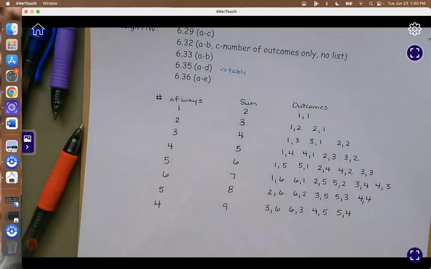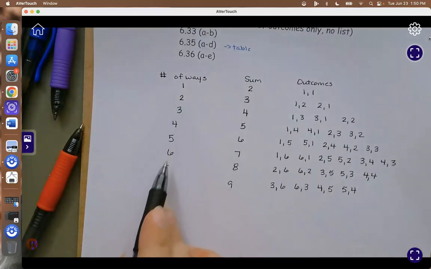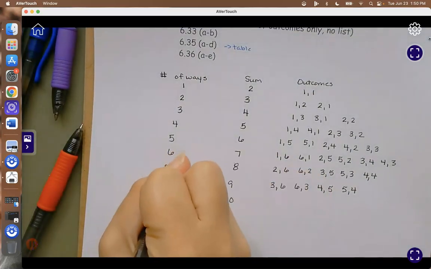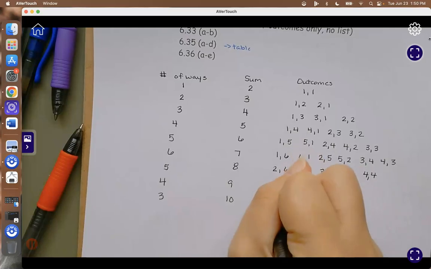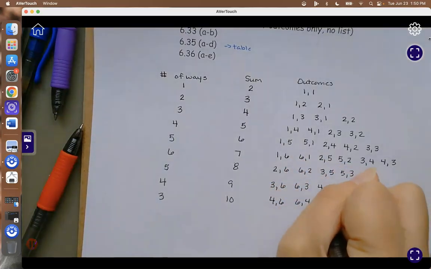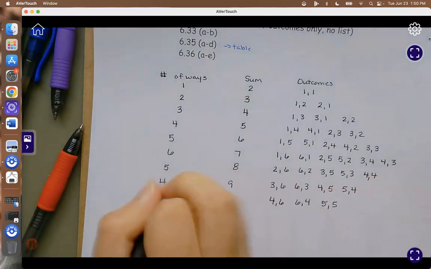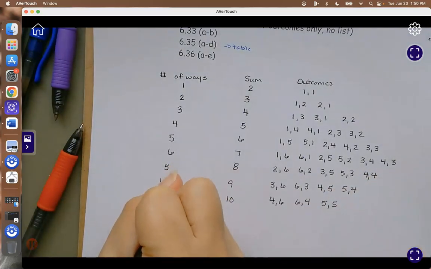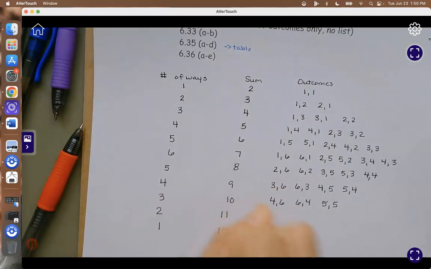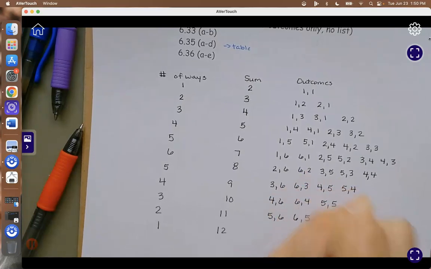So what do you notice? We went up to 6, now we're counting back down. So how many ways do you think this is going to be? 3. We have 4 and a 6, 6 and a 4, 5 and a 5. 2 ways for 11, and there's going to be 1 way for 12. Okay, so for 11, we have 5 and a 6, 6 and a 5. And for 12, we have a 6 and a 6.